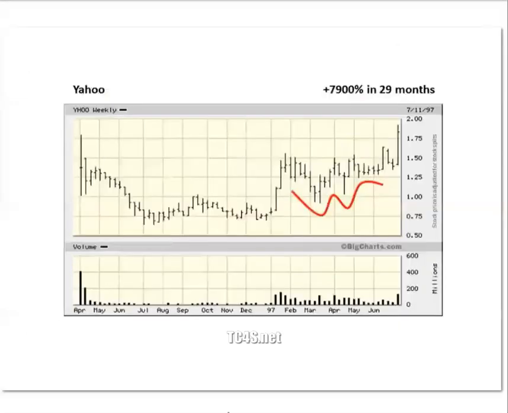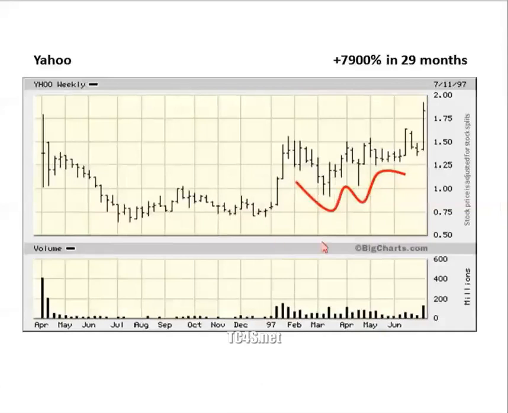Here's the Yahoo that I was talking about. I was actually buying Yahoo right here, right as this week as it came out here, and it came in for a few weeks, and when it took out this high, I added to my position, and I was in Yahoo a number of times during this run.